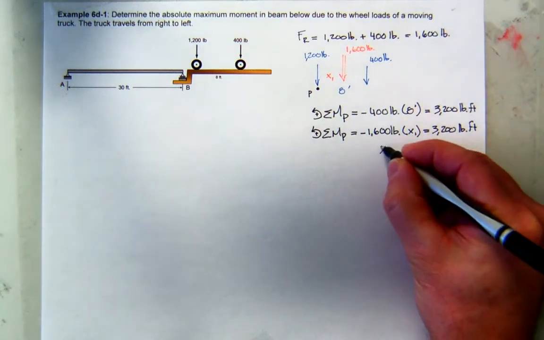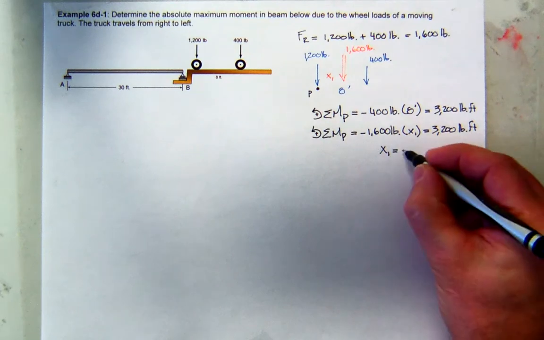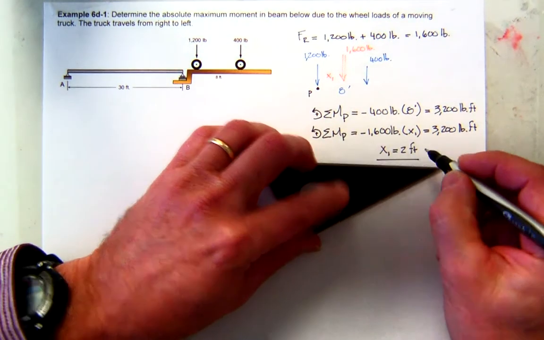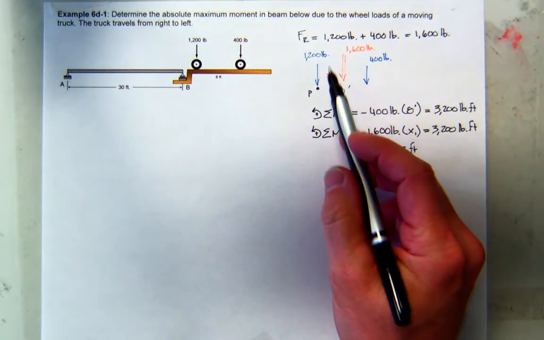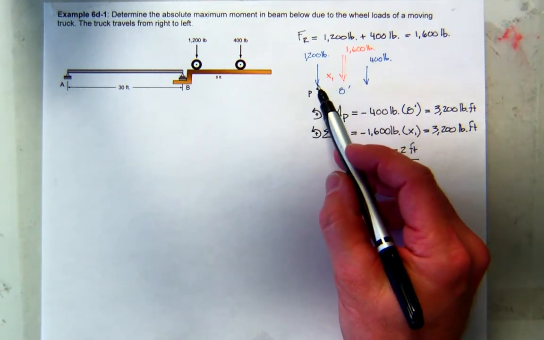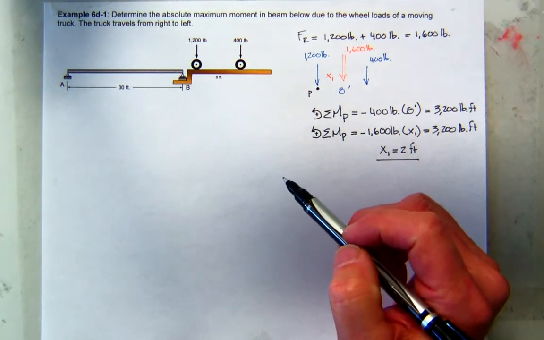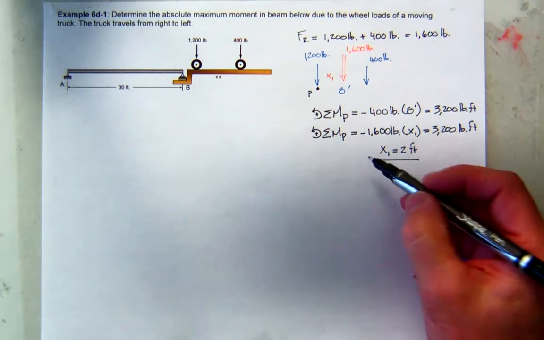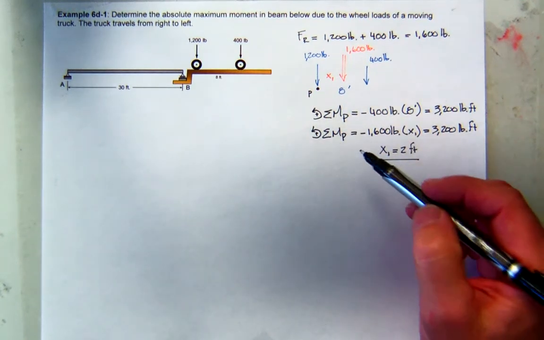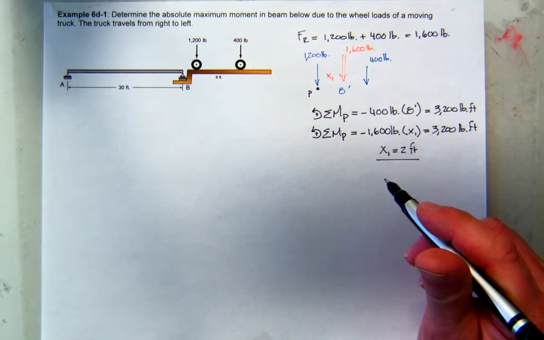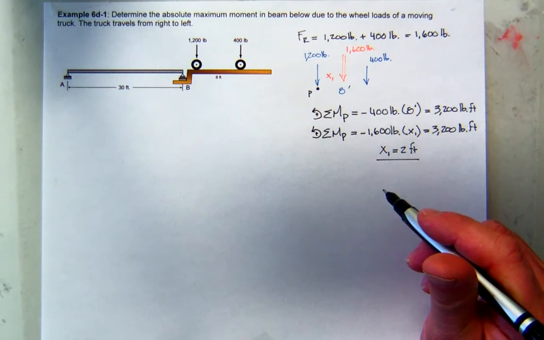So if you solve for x1, what do you get? You get 2 feet. So now I know where my resultant load is within my real set. It's going to be 2 feet back from the 1,200. So not equilibrium per se, but equivalent moments about a point. Okay? You guys good with that?